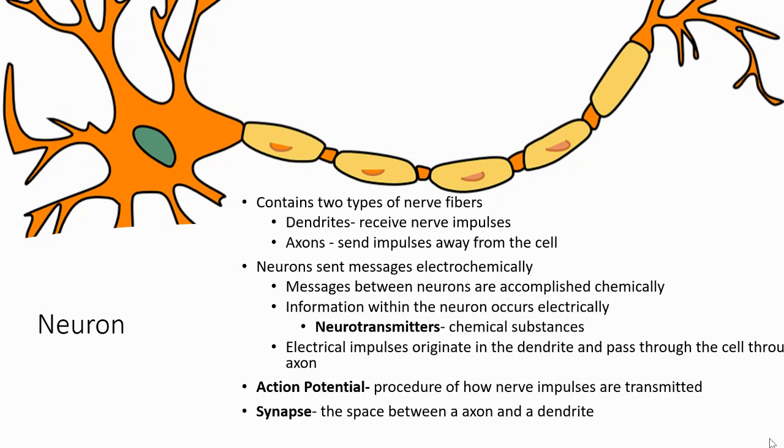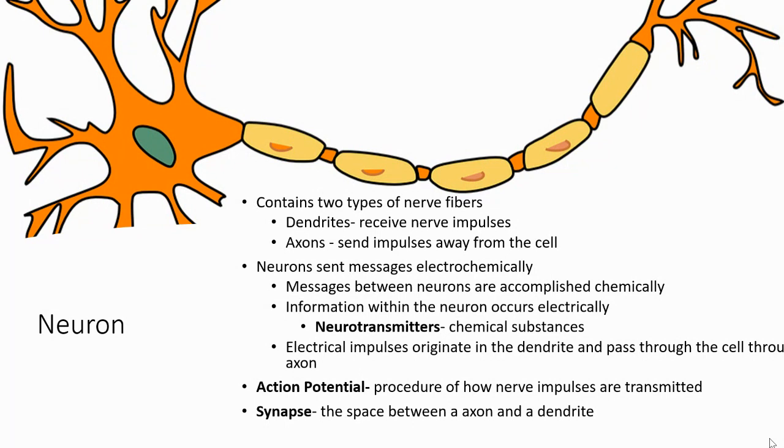Neurons send messages electrochemically. Messages between neurons are accomplished chemically. And so this is where the neurotransmitters play a role. And electrical impulses originate in the dendrite and pass through the cell, leaving through the axon, right? Axon, away. An action potential is a procedure in how the nerve impulses are transmitted.